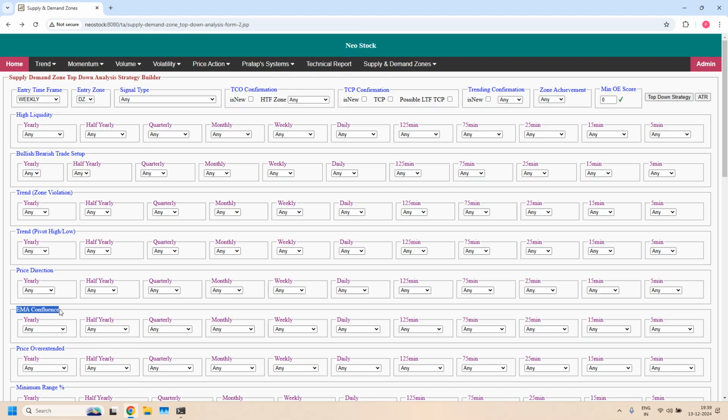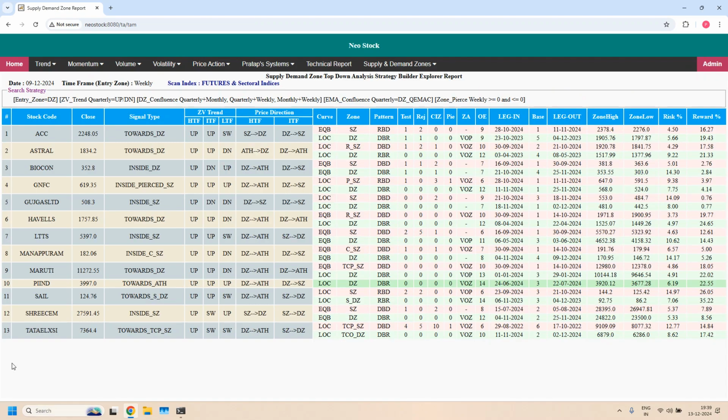So in the EMA confluence at quarterly time frame, quarterly demand zone having quarterly EMA confluence, trend should not be sideways on quarterly time frame. I am selecting up or down trend. With these filters, we got 13 stocks. That means weekly zone is part of the monthly zone, both together part of the quarterly zone. And the quarterly zone is having quarterly EMA confluence. These are demand zones.